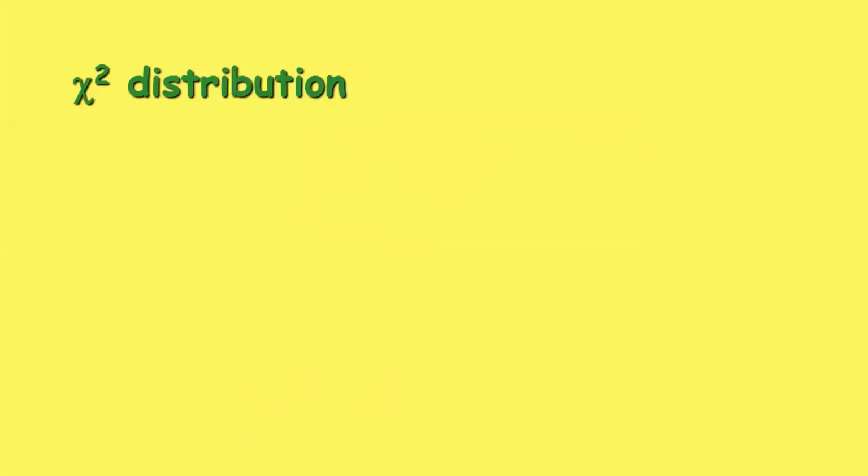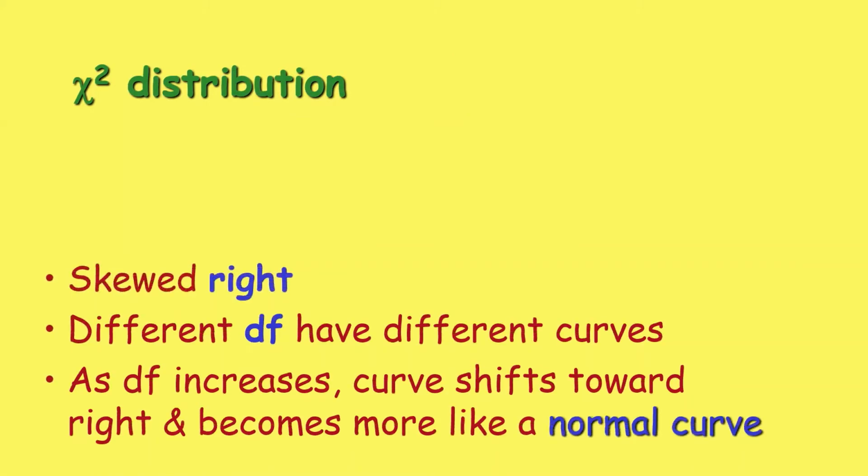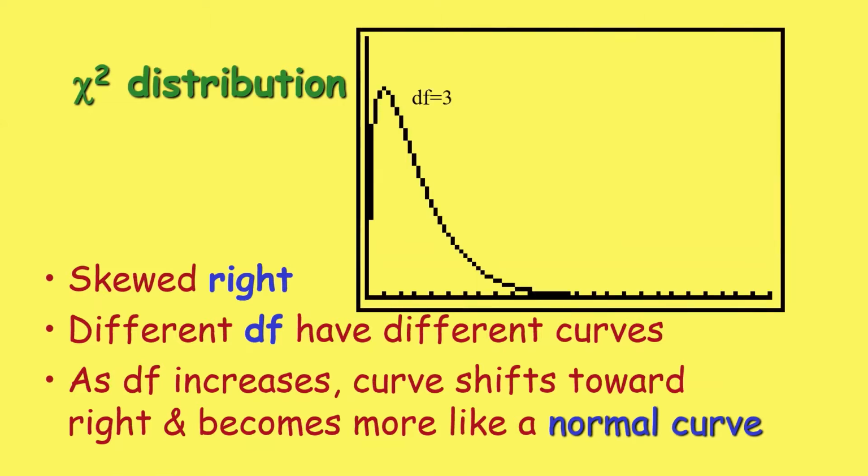So what does our chi-square distribution look like? It is skewed right, so most of the data is on the left. Different degrees of freedom have different curves, so just like our t-curve changes with sample size, chi-square distribution changes based on degrees of freedom, which is based on categories. And as always, as your degrees of freedom increases, your curve shifts towards the right and becomes more like a normal curve.